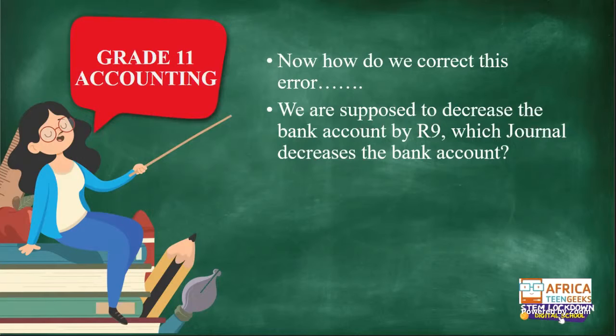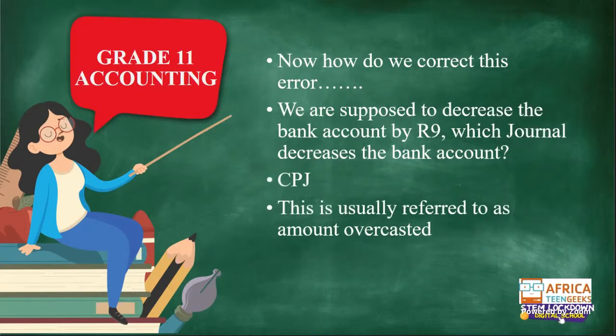So if we were correcting this error, we will record this 9 rand where? In the CPJ. Then from there, the total will be transferred to the credit side of where? Of the bank account. Now, do you see that we've corrected it by only recording 9 rand on the CPJ, then from there being transferred to the credit side of the bank account? That's what we'll be doing on the bank reconciliation statement. We'll be correcting the errors by doing this, right? The answer is that we'll record it on the CPJ.